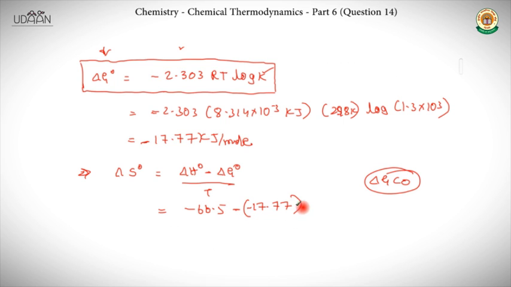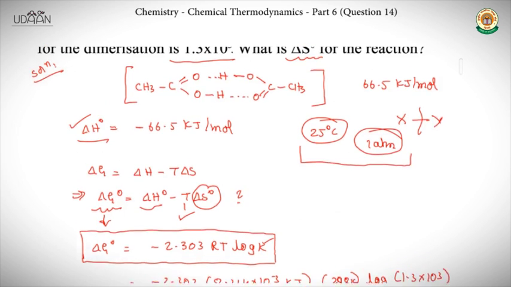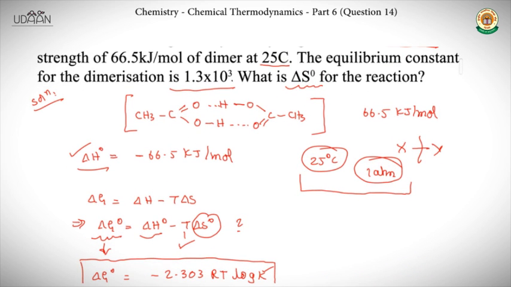So this is minus 66.5 minus of minus 17.77, divided by temperature, standard conditions, 25 degrees centigrade, 298 Kelvin. By calculating this, we get minus 0.1635 kilojoules per mole Kelvin. In the sense, entropy is decreasing. So what is the basic definition of entropy? It is the degree of randomness, right? As two molecules are combining and forming one molecule, randomness is decreasing. That's why we are getting it as negative.